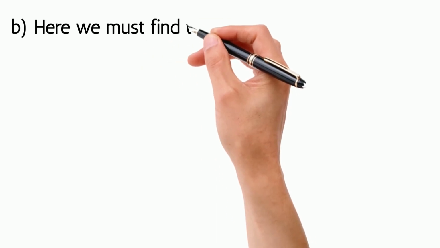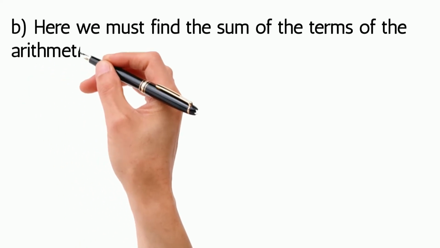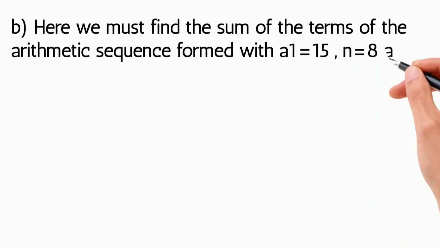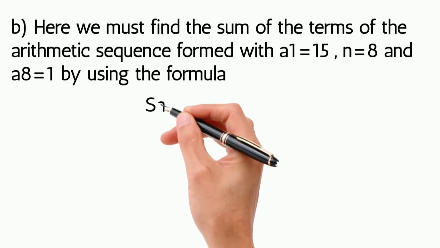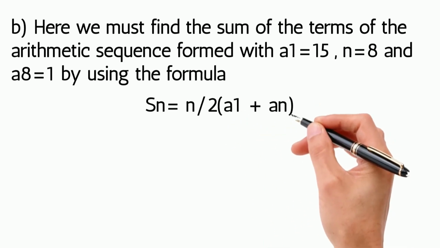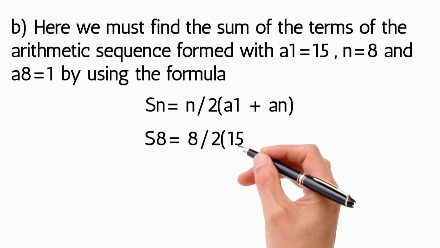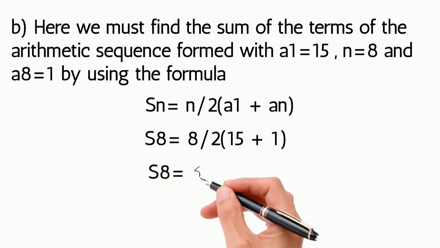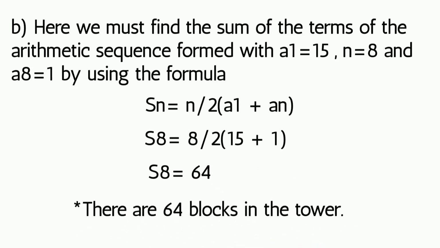For B, what is the total number of blocks in the tower? Here we must find the sum of the terms of the arithmetic sequence formed with a1 equal to 15, n equal to 8 and a8 equal to 1 from the previous calculation, by using the formula Sn = n/2 (a1 + an). So we substitute S8 = 8/2 (15 + 1), and we will get S8 equal to 64. There are 64 blocks in the tower.